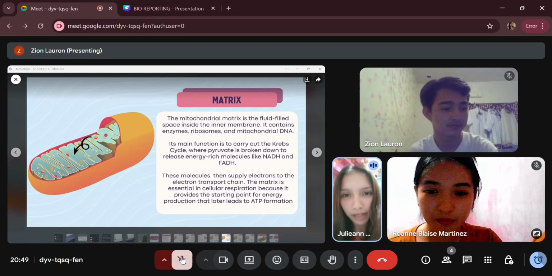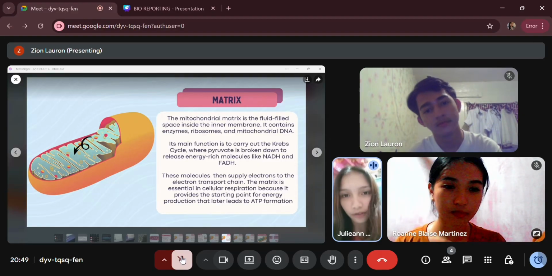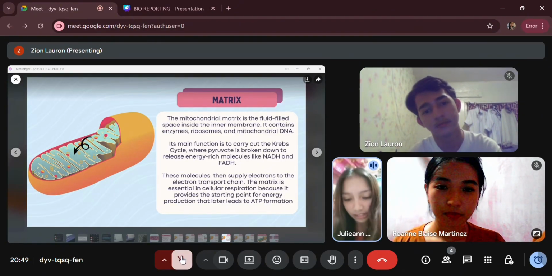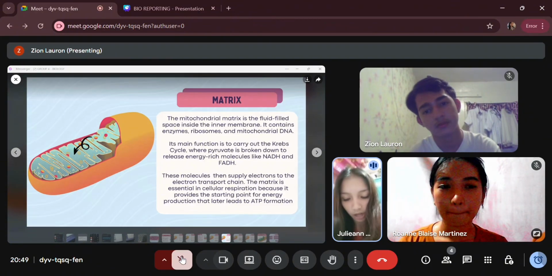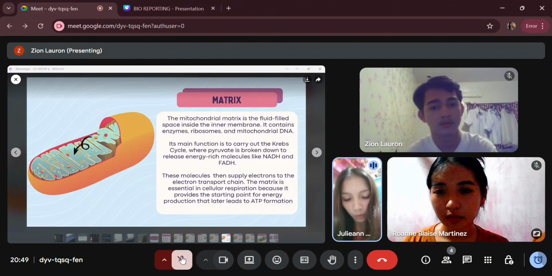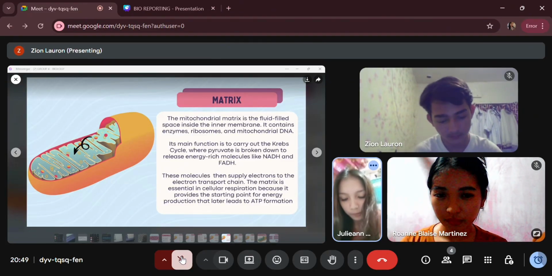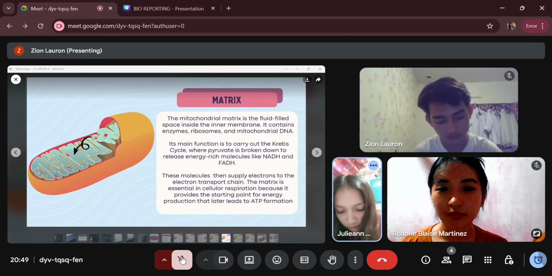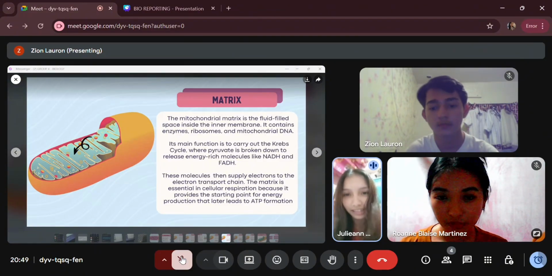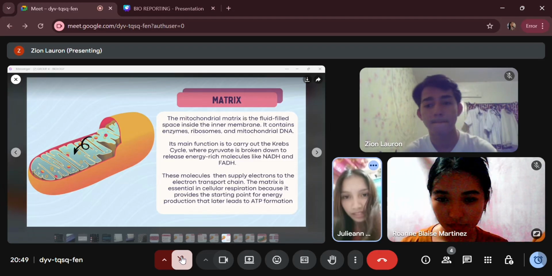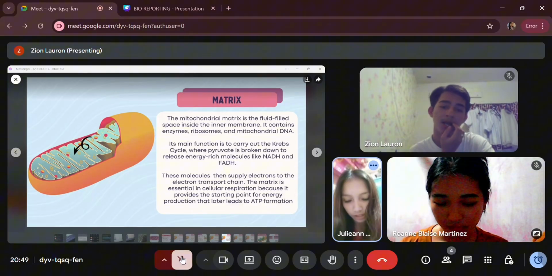Matrix. The mitochondrial matrix is the fluid-filled space inside the inner membrane. It contains enzymes, ribosomes, and mitochondrial DNA. Its main function is to carry out the Krebs cycle, where pyruvate is broken down to release energy-rich molecules like NADH and FADH2. These molecules then supply electrons to the electron transport chain.